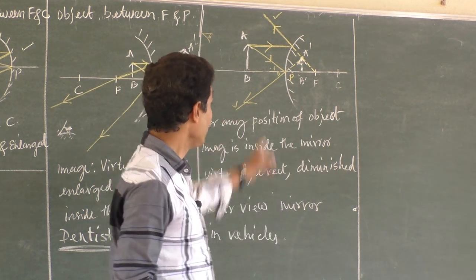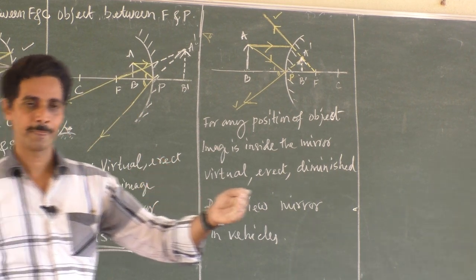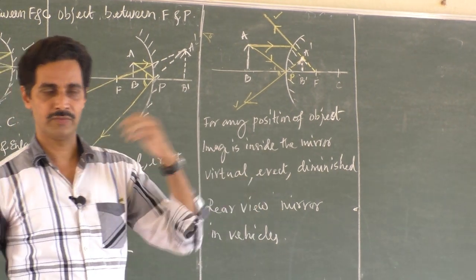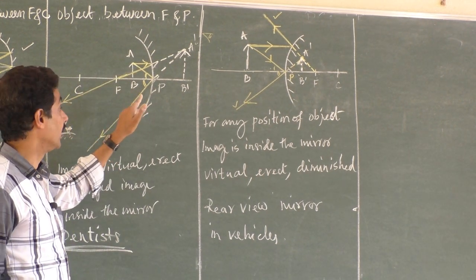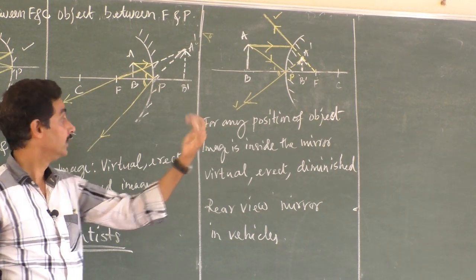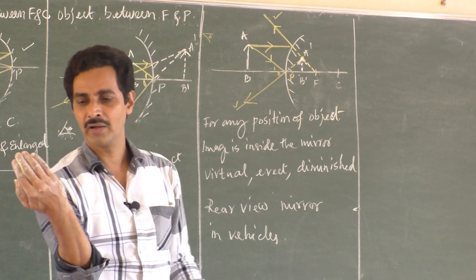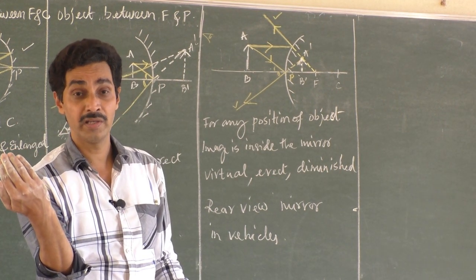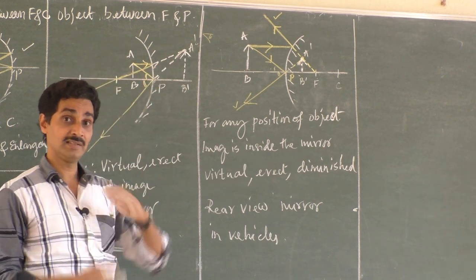And sir, why can't we use a concave mirror as a rear view mirror? Why can't you use a concave mirror as a rear view mirror? The problem is, in a concave mirror, the image is formed inside the mirror only when the object comes within the focus. If the driver is using a concave mirror as a rear view mirror, ask him, why are you using a concave mirror? Because I can see an enlarged image of the object. I can see it very clearly.